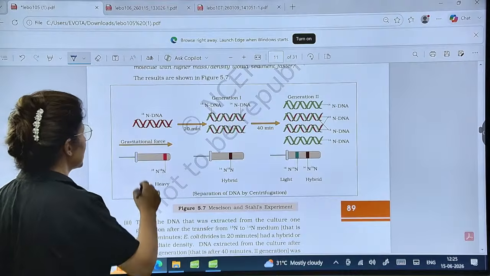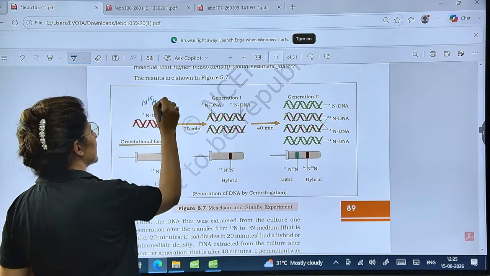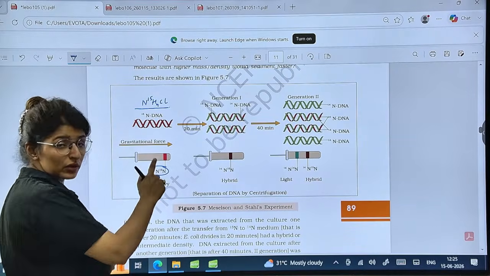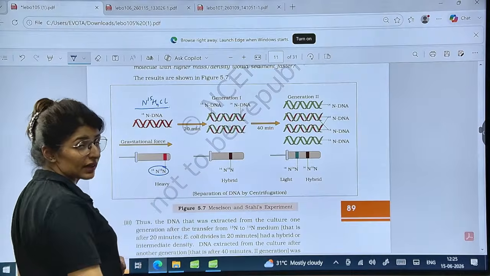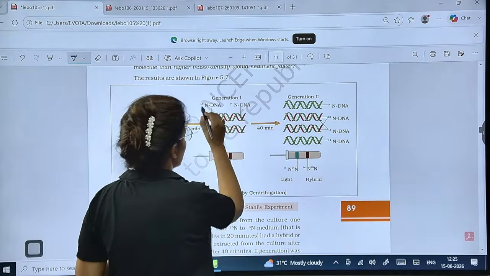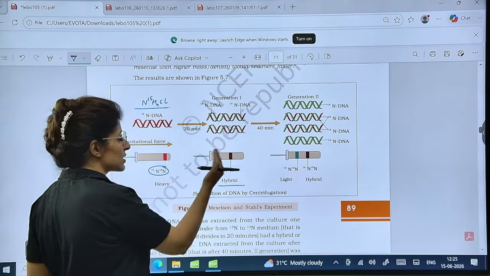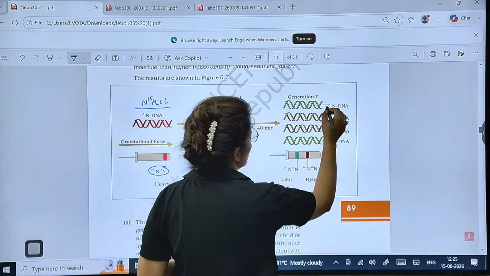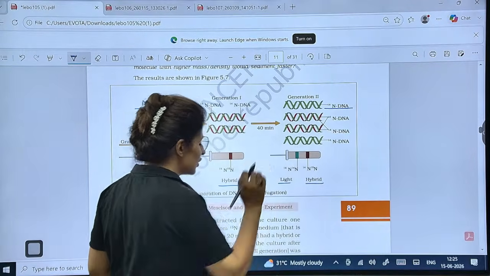So see, in the beginning, when it was grown in N15 ammonium chloride, the DNA was heavy. Both the strands had N15, and the band of DNA that we have got is at the bottom of the test tube. And when there was hybrid DNA, the density was slightly lesser, so it was in the upper layer. And then we got a few light and a few hybrid. So we got the two strands.